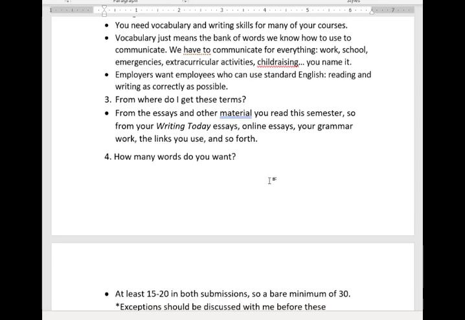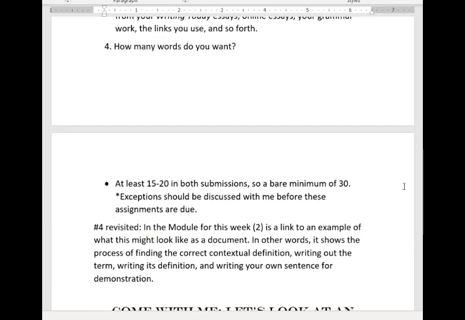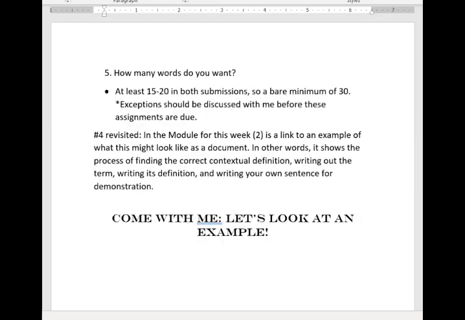Okay, FAQ number 3. Where do I get these terms? From the essays and other material you read this semester, and so forth. Number 5. How many words do you want? At least 15 to 20 in each submission. A bare minimum, therefore, of 30 total. If there must be exceptions, please let me know before you turn each of these in. For example, if you need fewer words.